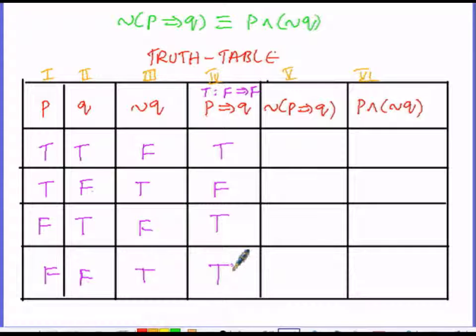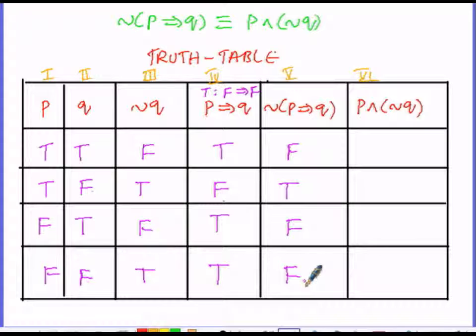Then now the negation of P implies Q, where this bracket indicates the conditional P implies Q, which is under column number 4, but we have to find out its negation. So here P implies Q is true and its negation will be false. Here P implies Q is false and the negation will be true. Then true and the negation will be false. Here P implies Q is true, then the negation will be false.